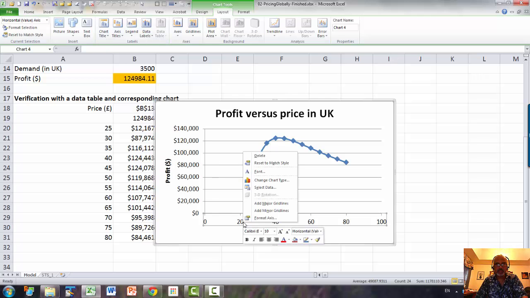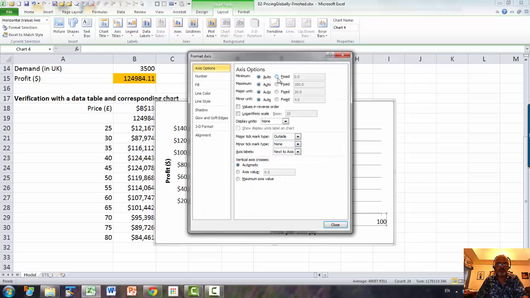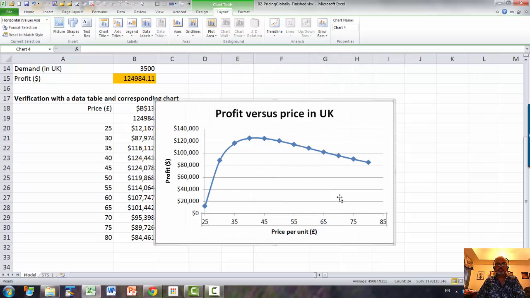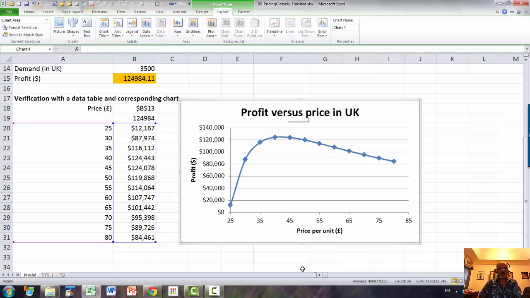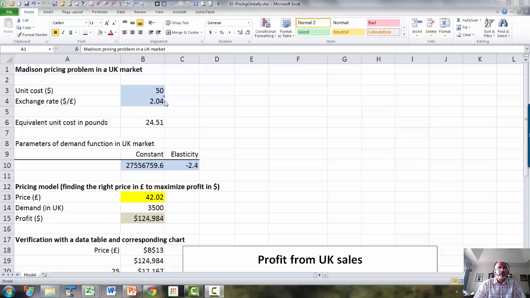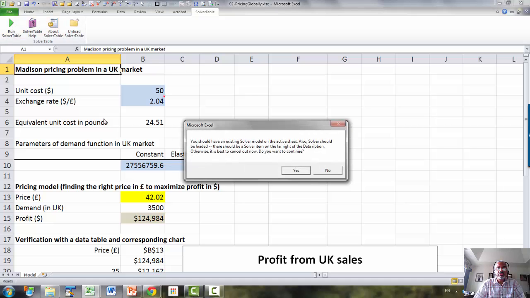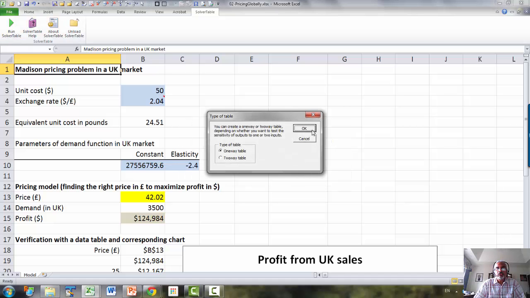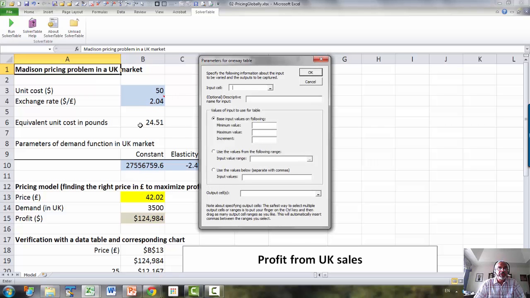And let's change the x-axis format axis, okay, to go from 25. So the maximum profit occurs somewhere around here at 42, the price of 42 pounds. Now let's run a solver table for the exchange rate. Okay, go to solver table, run solver table. It's a one-way table. Input cell is that.